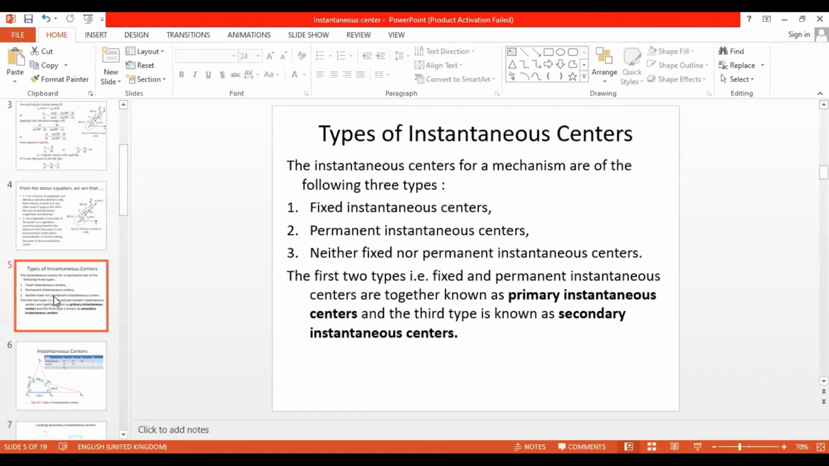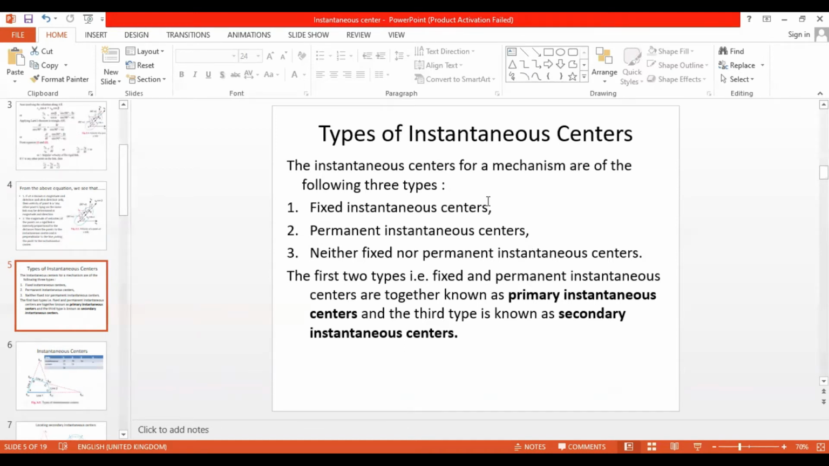Then we'll go to the types of instantaneous centers. There are three types of instantaneous centers. One is the fixed instantaneous center, the other is the permanent instantaneous center, and the third one is neither fixed nor permanent.